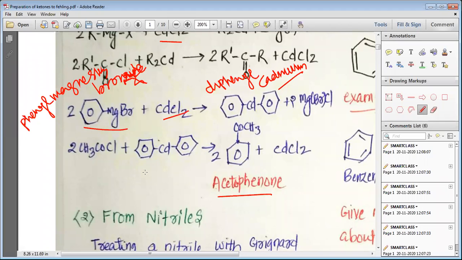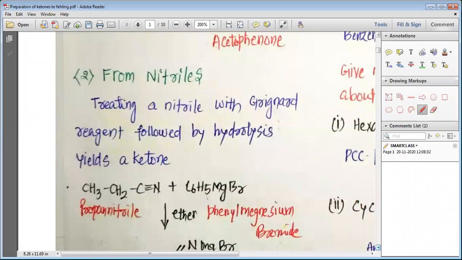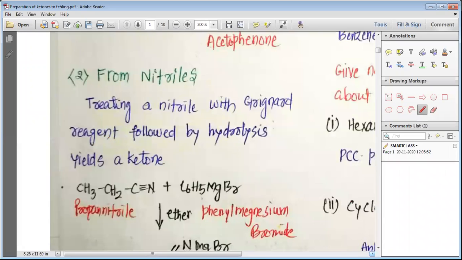This diphenyl cadmium undergoes the reaction with the acetyl chloride, and gives us acetophenone as the product. So this is how, my dear students, using the acyl chloride, this is what we call it, acyl chloride, and then by the use of the cadmium chloride, we can prepare the required or desired ketone using this catalyst.